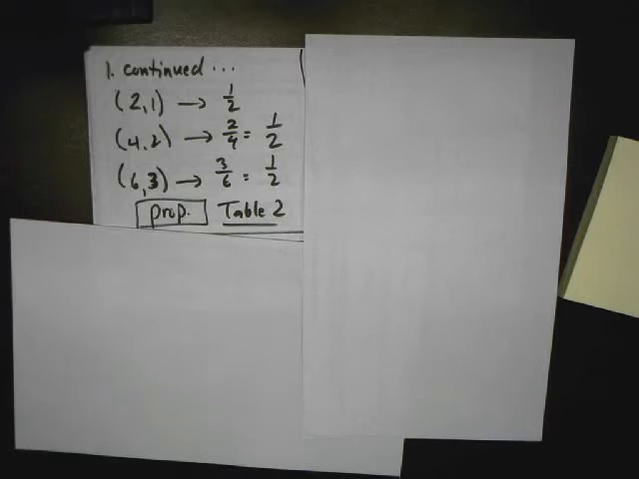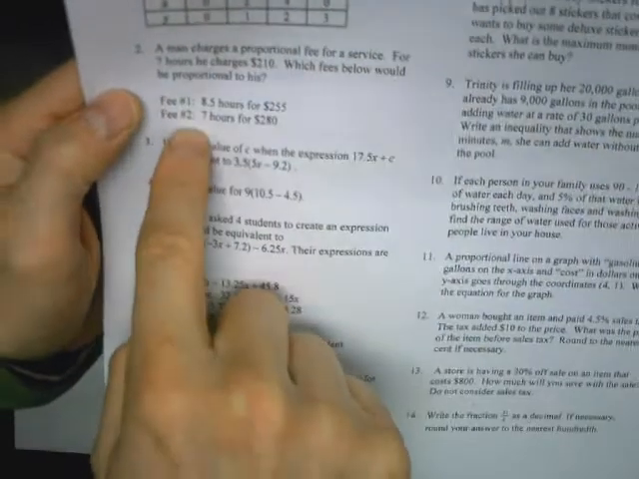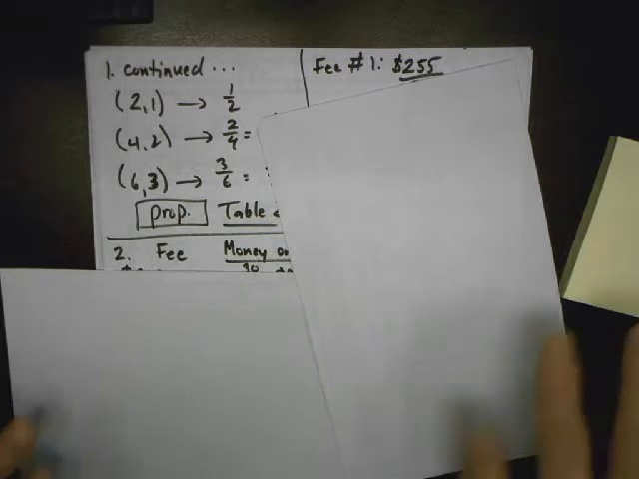Number 2 says a man charges a proportional fee for a service. For 7 hours, he charges $210. Which fee below would be proportional to his? So what we have to do is we have 3 different rates there. We have the one given to us in the problem, and then we have the 2 fees to check. So we have to go and check the first one given to us.